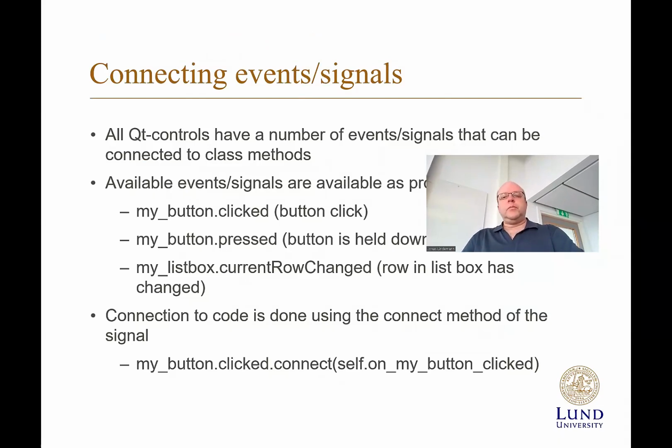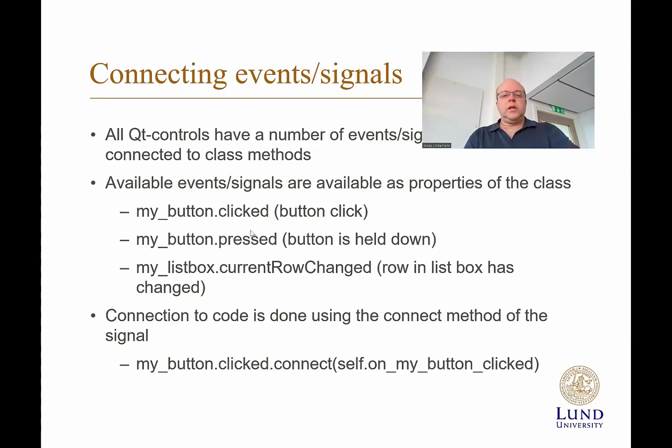So having a button is not enough. We need to be able to connect clicking the button to the code that we write. All the controls in Qt have events or signals that they can send out when you click them. The button here has a signal called clicked, and pressed, which is when you hold the button down. For example, the list box has a signal called current row changed. Every time you change the row of a selected item, it will call this signal. And that signal you can connect to your own code.